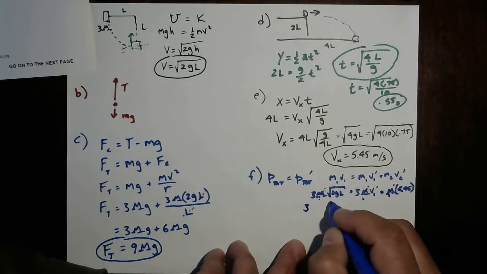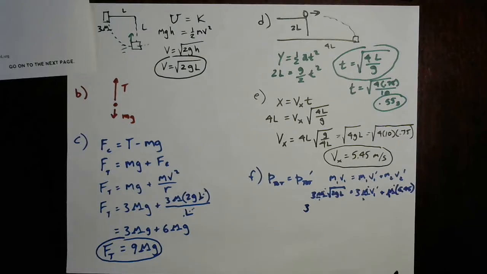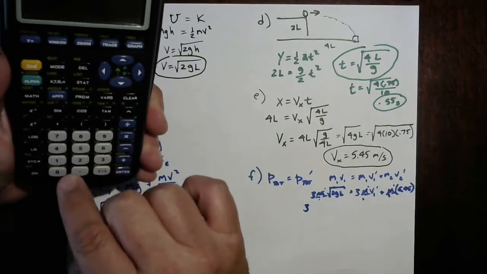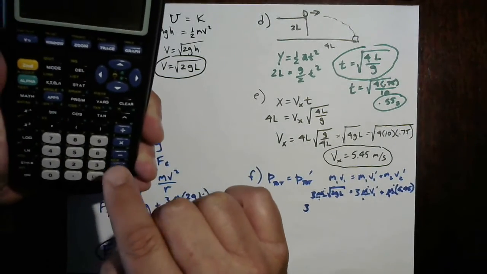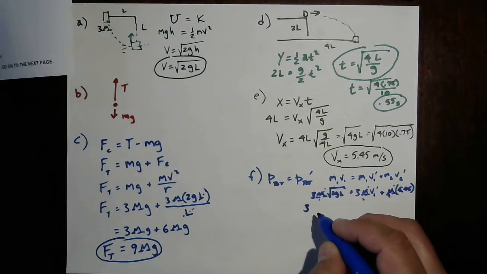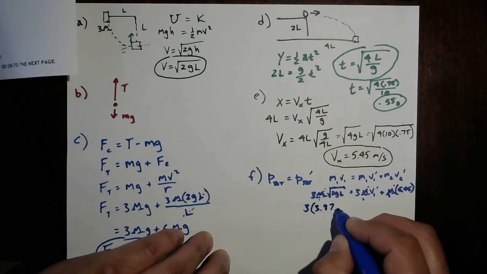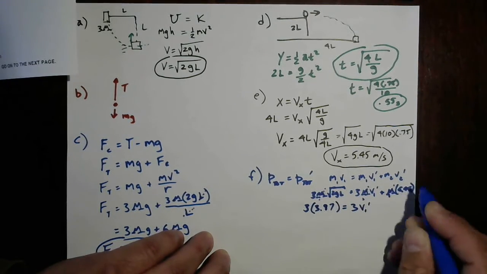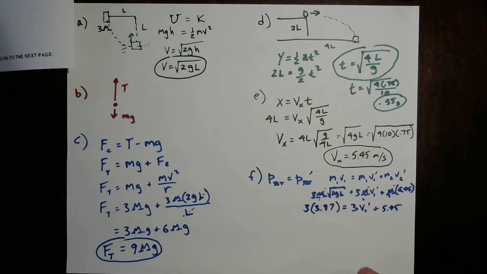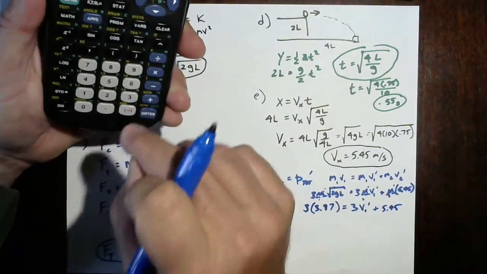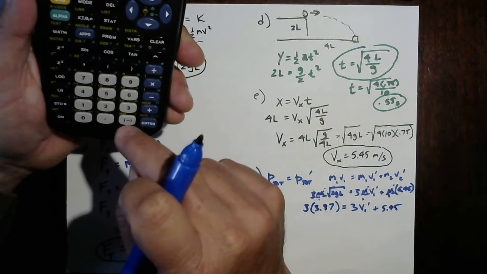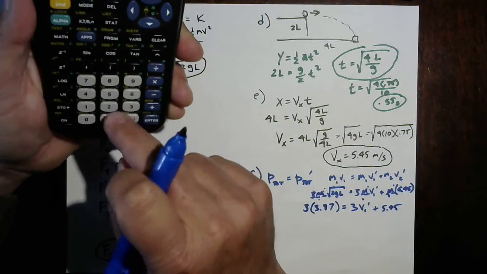Okay, so this is going to be 3 times, and let me figure out what root 2gL happens to be in the real world here. So we have 2 times 10 times 0.75, and now that's 15. We take a square root of that answer, and we wind up with 3.87. So 3 times 3.87 equals 3 times the thing I'm looking for, plus 5.45. Okay, looking good. Looks like I need to do 3 times this 3.87 times 3 equals. I now need to divide by 5. No, I'm going to subtract 5.45.